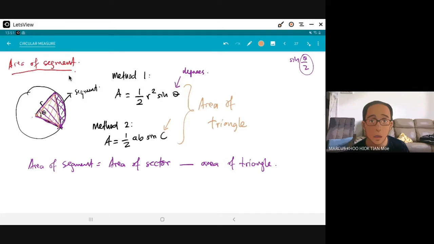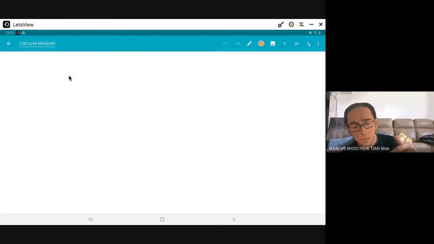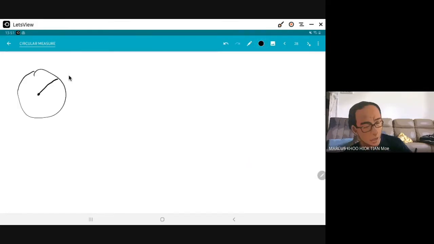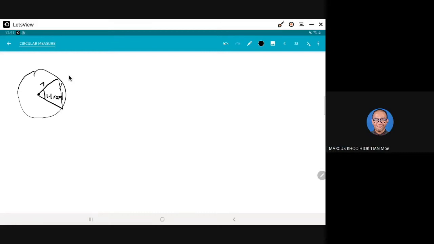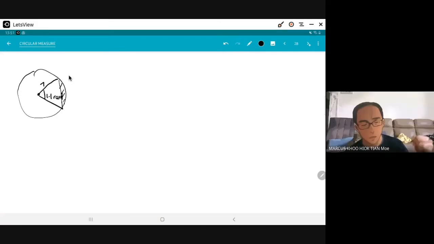Let's do a simple one first. Let's say I have a circle with a sector. This is 1.1 radian and this is 7 cm. I want to count the area of the segment. The first step is to calculate the area of the sector first. The area of the sector will be 1 over 2 times 7 squared times 1.1.